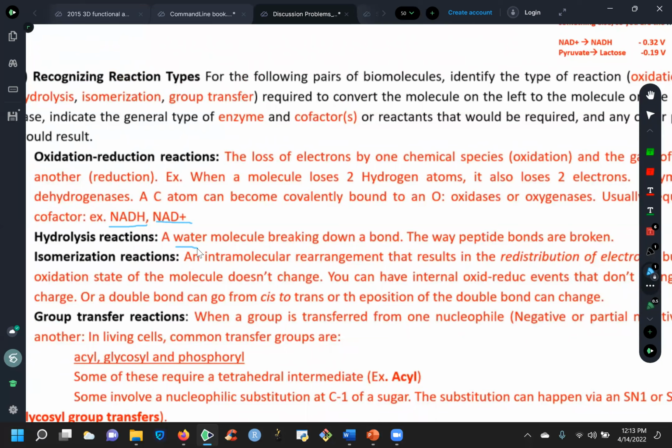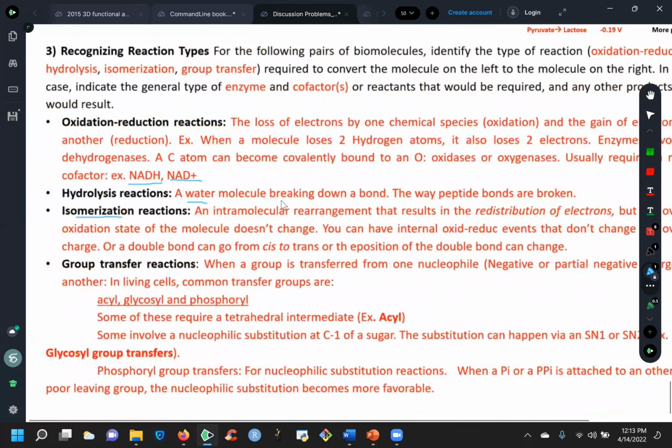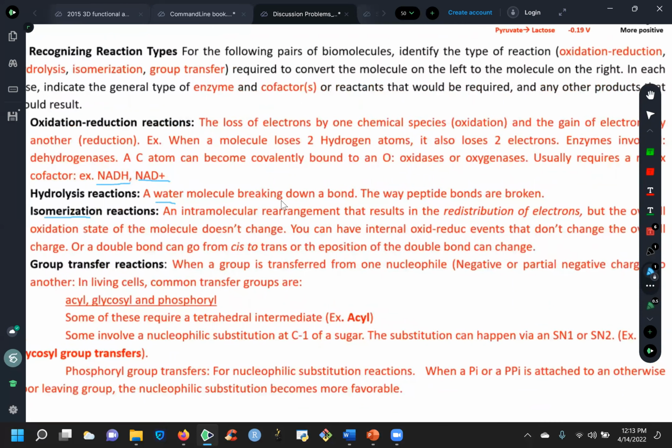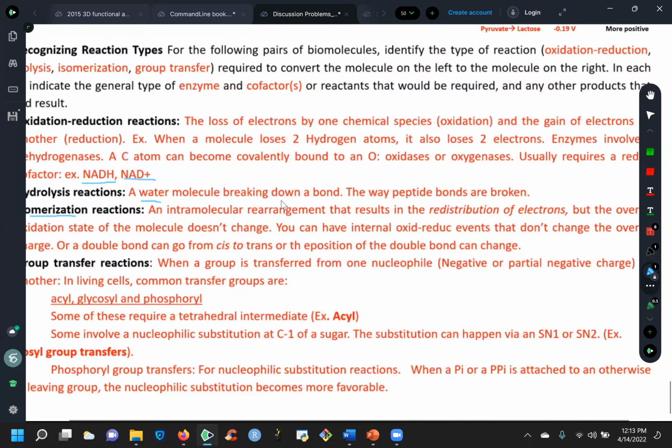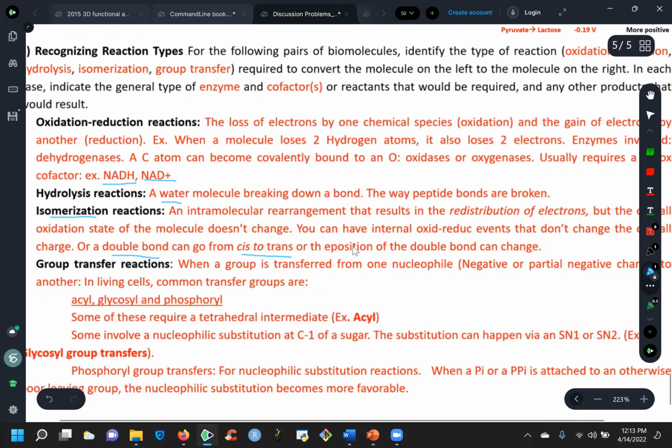What about an isomerization reaction? This is an intramolecular rearrangement that results in the redistribution of electrons, but the overall oxidation state of the molecule doesn't change. You can have internal oxidation reduction events that don't change the overall charge, or you can have a double bond. You can go from cis to trans, or the position of the double bond can change. So these are pretty easy to see, to identify the isomerization reactions.